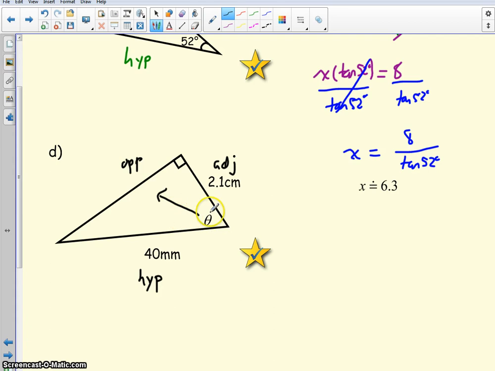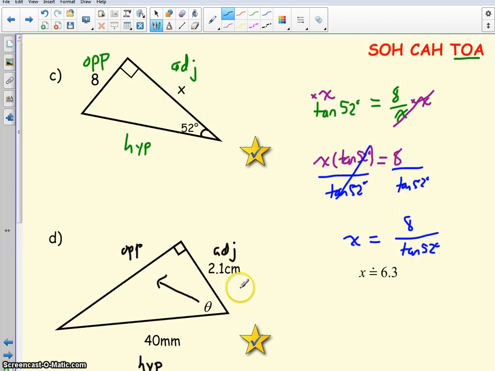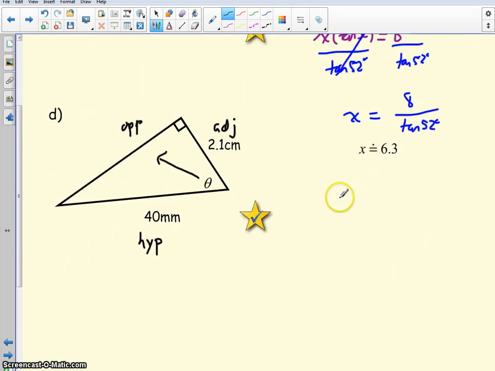So now, again, I'm trying to solve for the angle here. So I should choose a ratio where I know two of the sides. So I'm looking for a ratio where I have the adjacent and the hypotenuse, and that's going to be cosine. So the cosine of my angle is going to be 2.1, my adjacent, over 40.